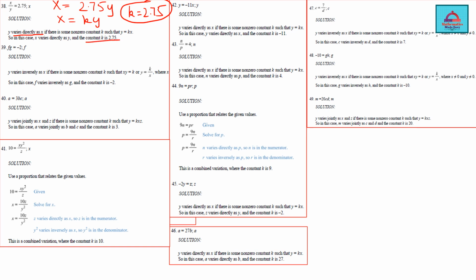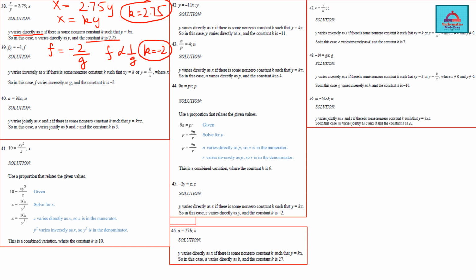Then f multiplied with g is equal to minus 2. You have to say for f. So you will calculate the value of f as minus 2 over g. And here if you see, f and g are in the numerator and denominator. So f is varying inversely as g. This is a question on inverse variation. And the value of k is minus 2.